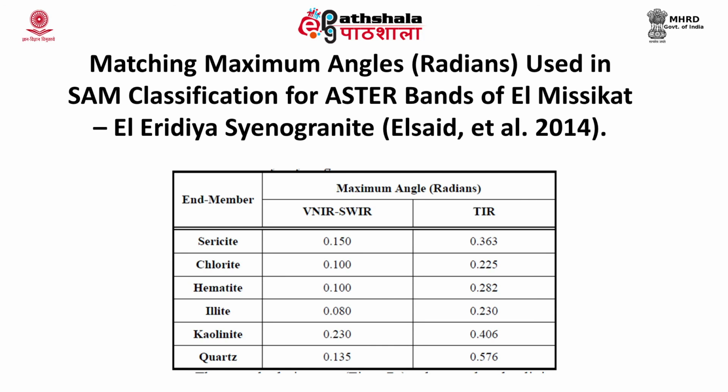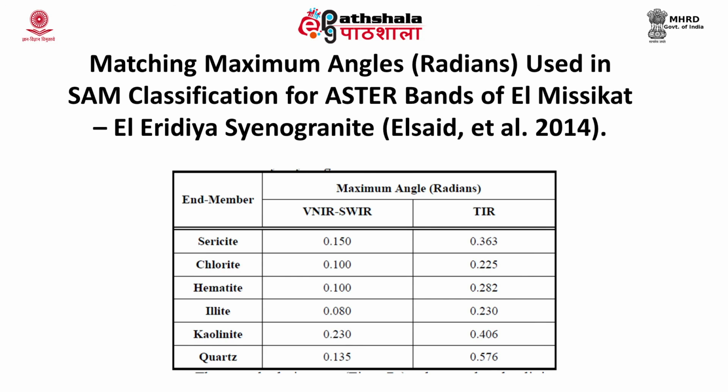And the second method was SAM, that is, spectral angle mapper, matching of maximum angle in radians using SAM classification of ASTER bands. Here you can see different end members chosen with respect to reference minerals; we have to compare the reference and unknown mineral. The end members are sericite, chlorite, hematite, illite, kaolinite and quartz, and for the different bands you have different angles. The maximum angle in radians is listed here for VNIR and SWIR, and for TIR it is listed separately.